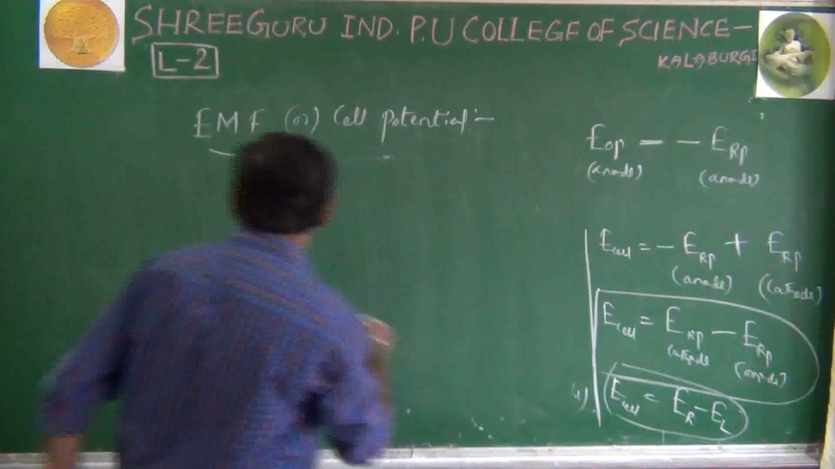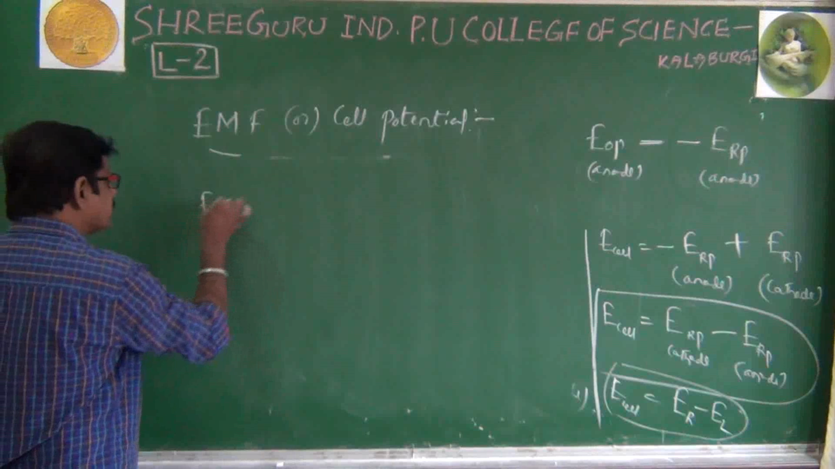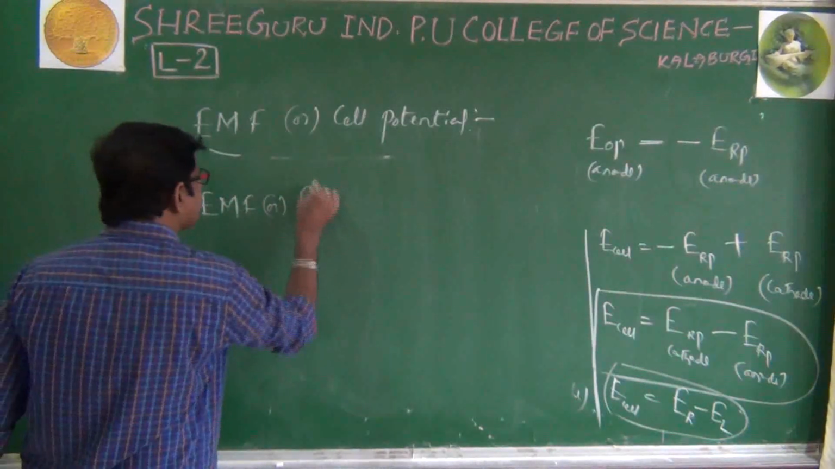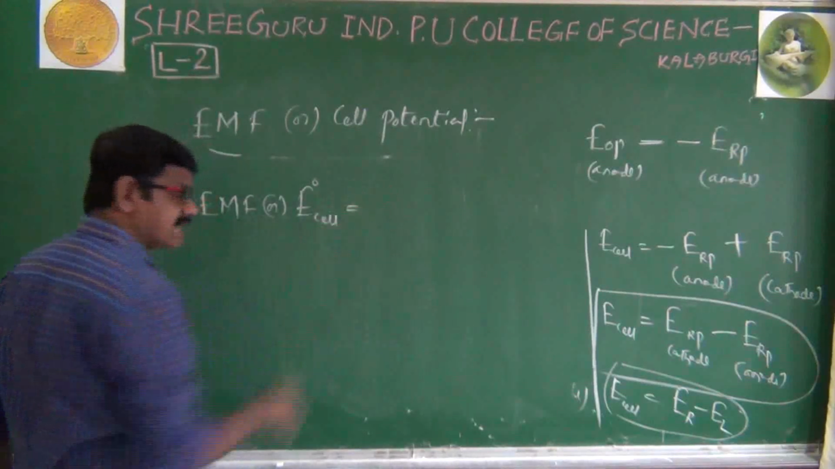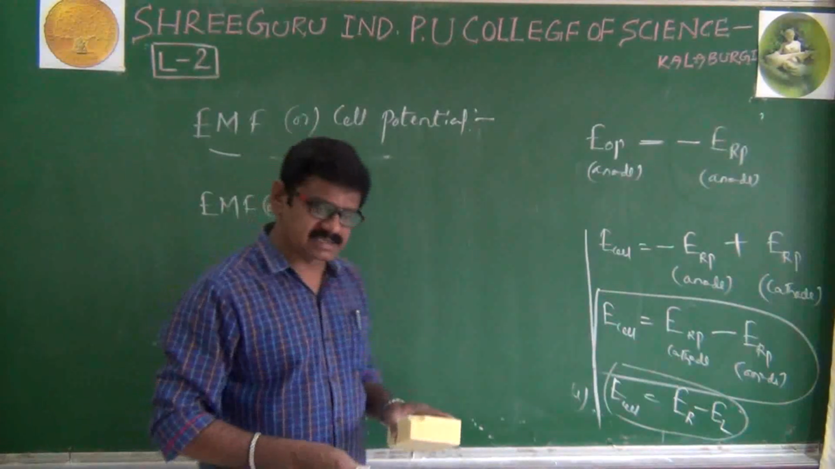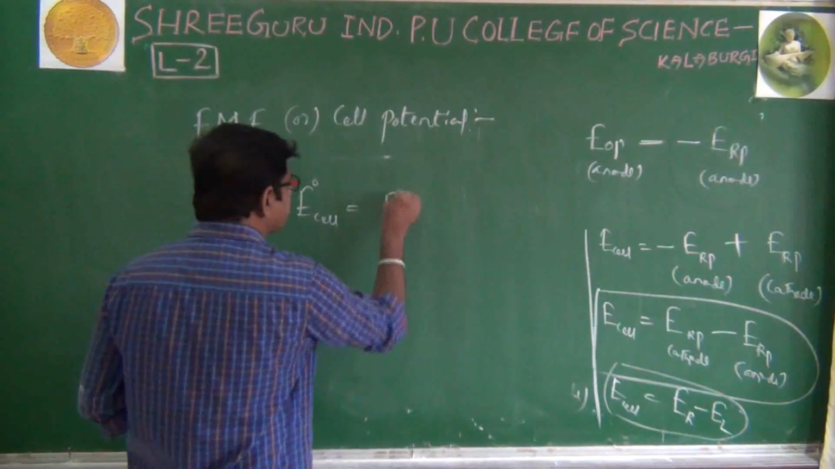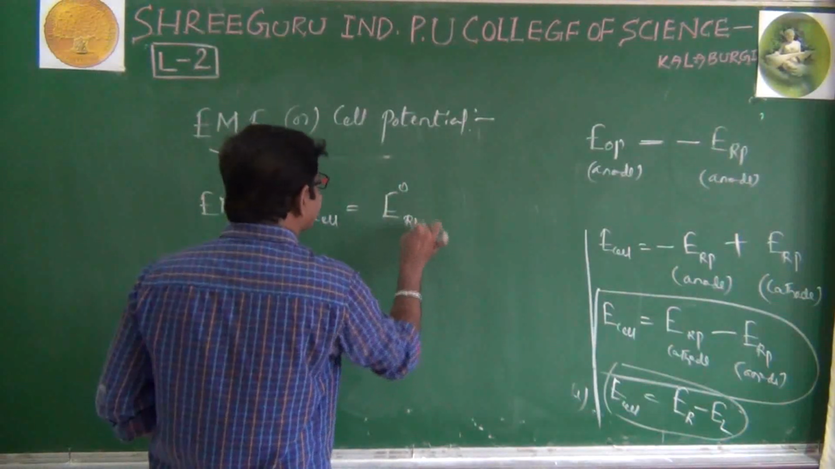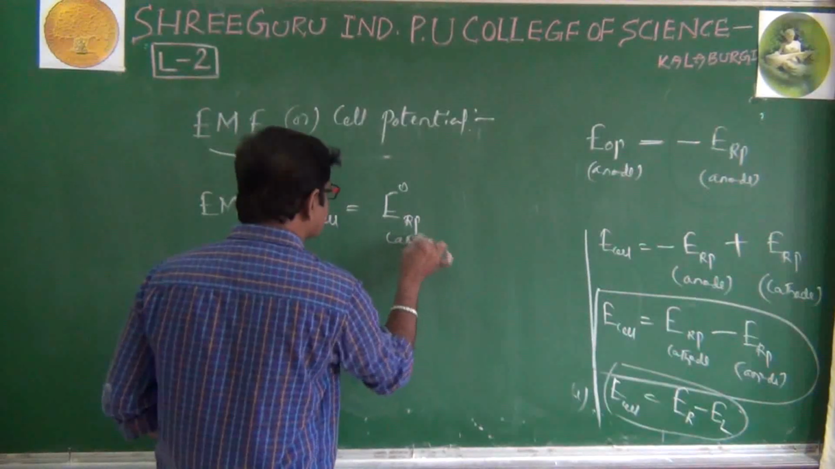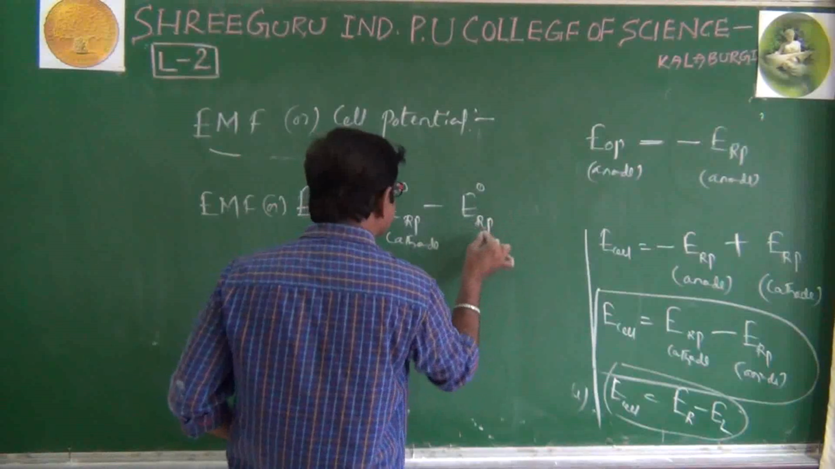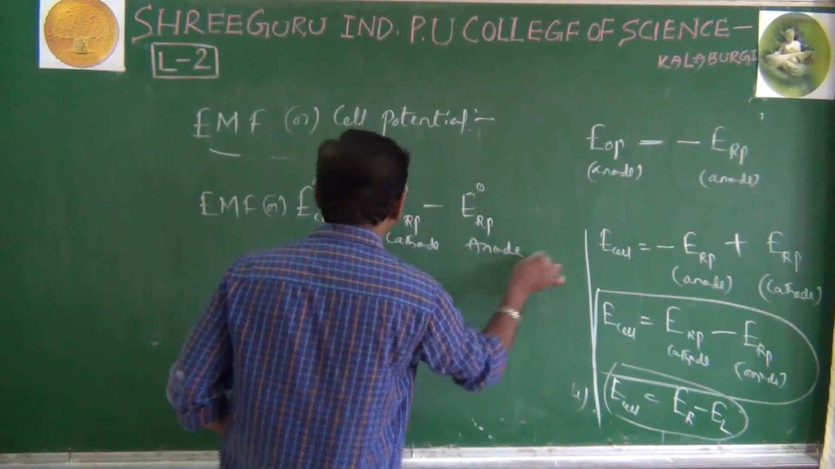Here instead of E cell we will write EMF, same only EMF, or E naught cell we are representing. For standard cell potential purpose, we will write a formula like this: E naught reduction potential of cathode minus E naught reduction potential of anode. That's all.